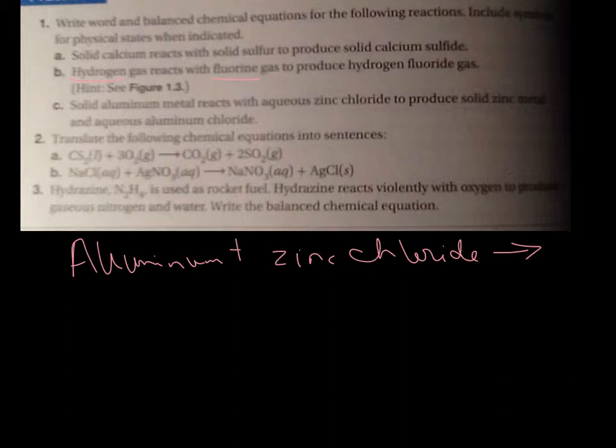So now we're going to have two products here. Solid zinc metal, so zinc, and aqueous aluminum chloride. And so we'd write out aluminum chloride.